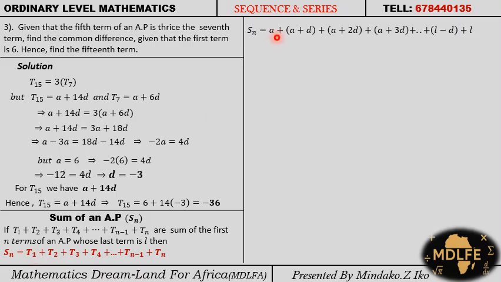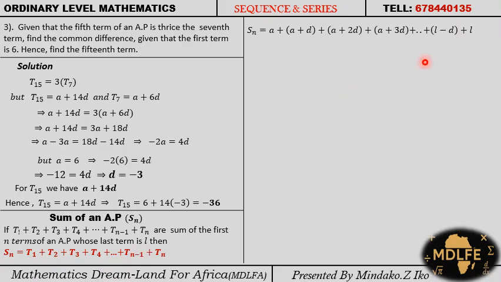So it means here, for the first term, as we all know from the previous slide, T1 was a. Okay, and then our T2 was a plus d, our T3 was a plus 2d, T4, right, this is it here. So we have a plus (a plus d) plus (a plus 2d) plus (a plus 3d), right up to (L minus d), then plus L. This L minus d came from this part here.